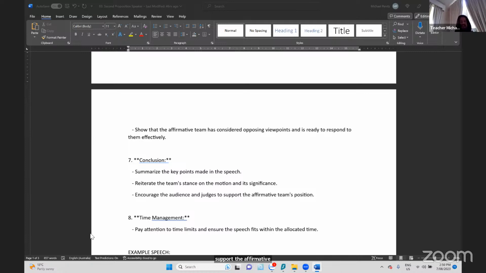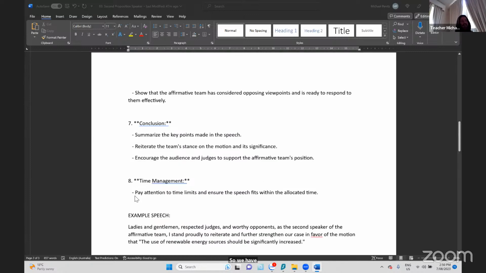And again, we have time management. This is going to appear on every single speech, because each speaker has a lot of different jobs. That's how important it is. You need to stick within your time limits.